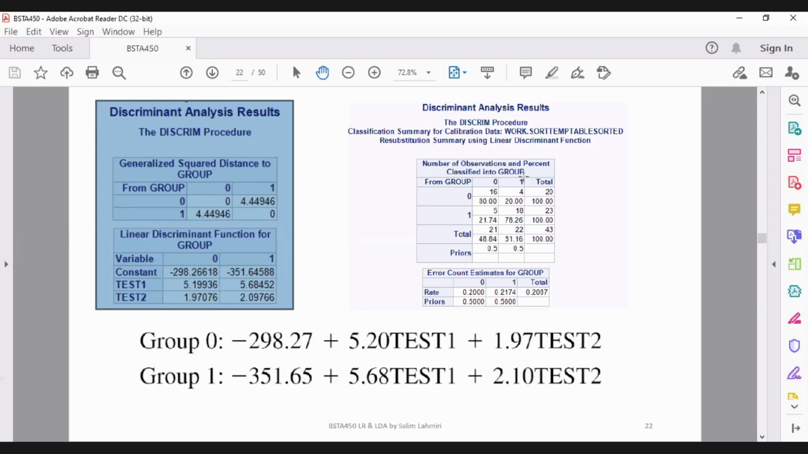We got a confusion matrix showing the classification of results. So we got 16 zeros correctly classified as zeros, and 4 zeros wrongly classified as ones. For ones, we got 5 ones classified as zeros, and 18 ones classified as ones.